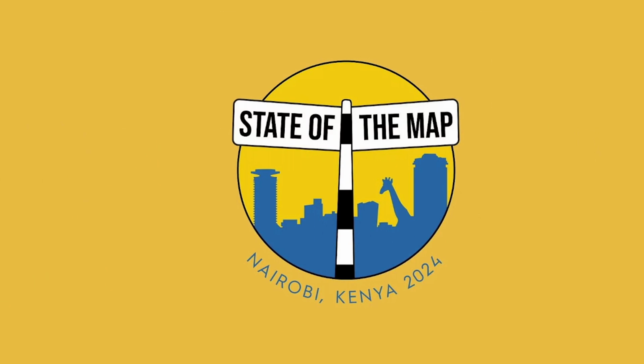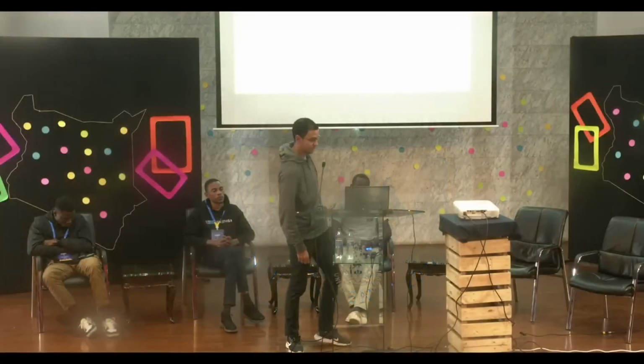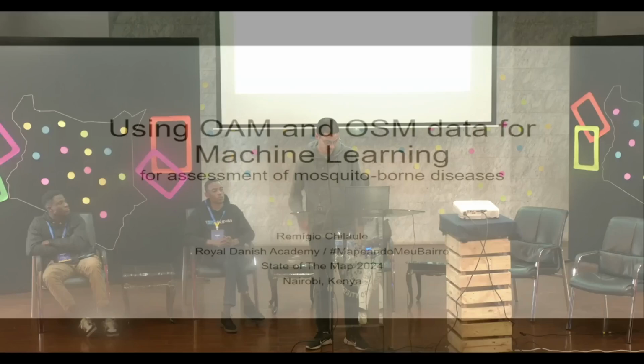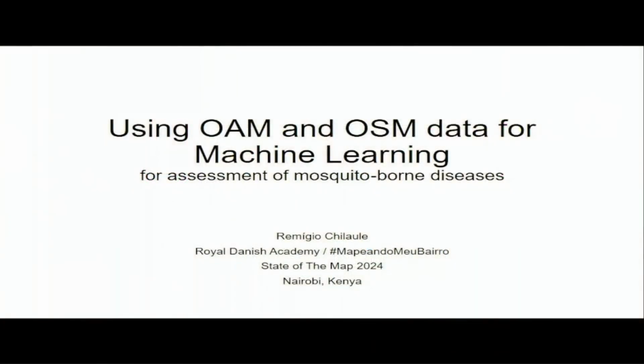Good morning, everyone. So I'm here to present this topic, the use of OpenAerialMap and OpenStreetMap data for machine learning. A quick disclaimer: this is part of a research project of a larger team, and I'm in this team as the data collector, so to speak. So my contribution is the OpenStreetMap and OpenAerialMap data, and not the machine learning, which I know very little about.